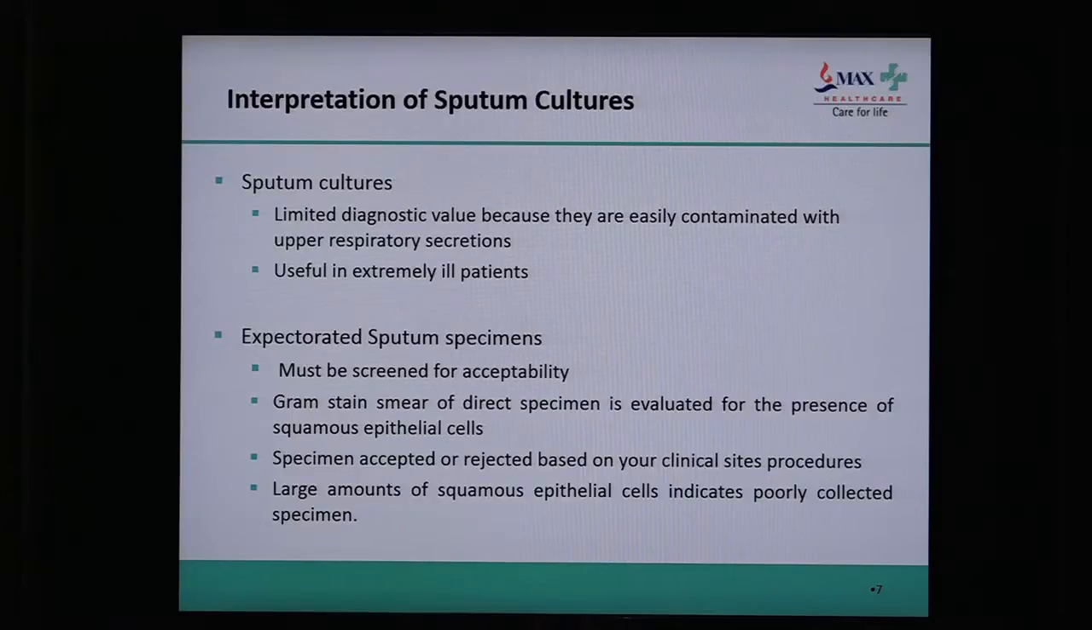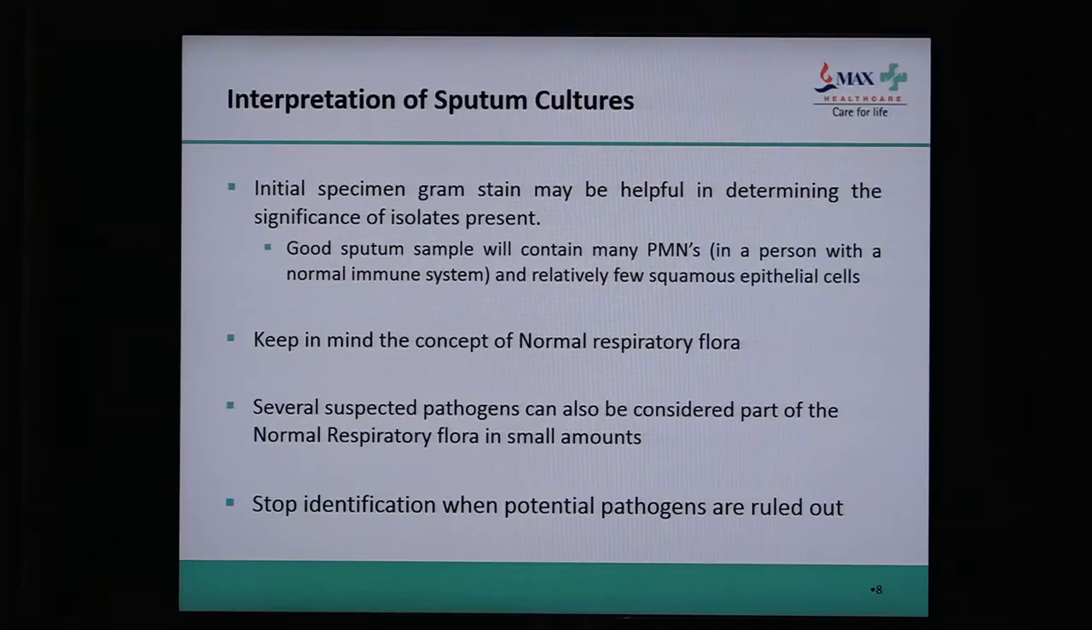Specimens are accepted or rejected based on our clinical site's procedures. A large amount of squamous epithelial cells indicates a poorly collected sputum specimen. If there are a large number of epithelial cells, we usually don't process it. If we process it, we write that it is insignificant growth and more of a normal oral flora organism. So the initial specimen gram stain may be helpful in determining the significance of the isolate's presence. A good sputum sample contains many polymorphonuclear cells and few squamous epithelial cells, keeping in mind the concept of the normal upper respiratory flora.